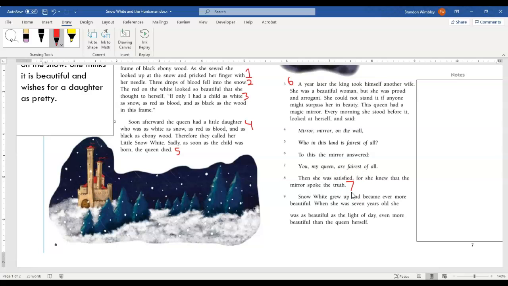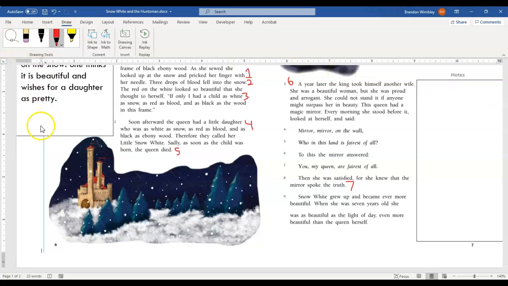Paragraph 9 now. Snow White grew up and became ever more beautiful. When she was 7 years old, she was as beautiful as the light of day, even more beautiful than the queen herself. So that's not quite a main event. They're just describing Snow White right now. So I'm going to keep going, and I'm going to see if there's anything else.